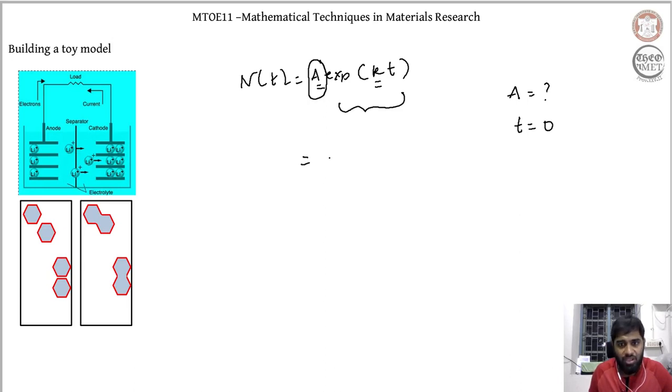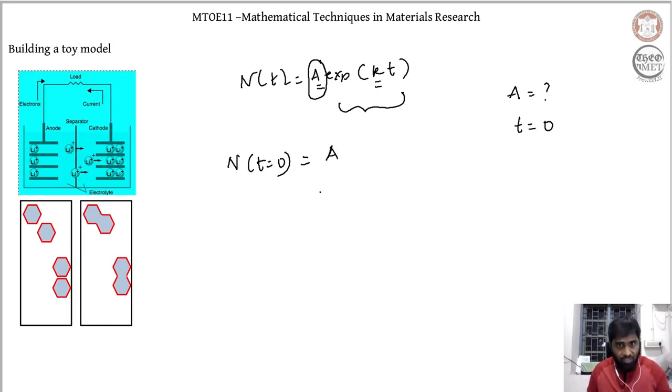Essentially my A will be equal to the number of ions, n, at time t equal to 0. When I set time t equal to 0, this term becomes equal to 1, and A, the proportionality constant, turns out to be the number of ions at time t equal to 0. Basically, this means that when I start to charge my phone, there are some lithium ions already present in the electrodes, and that constitutes this constant here.